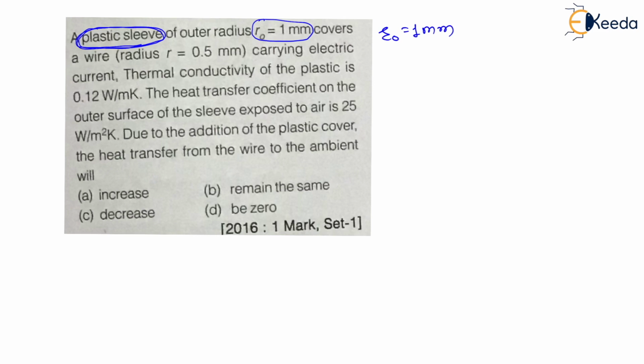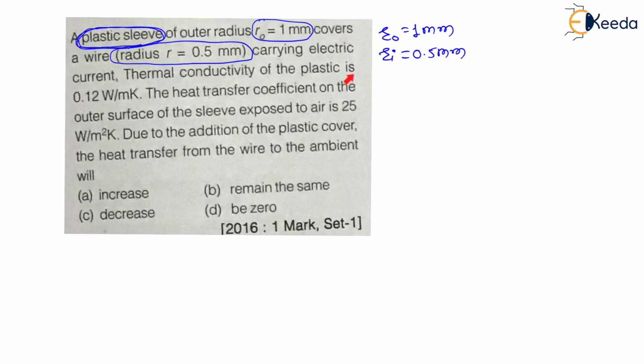Then covers a wire of radius 0.5 mm. Now here this plastic sleeve is used to cover the wire of radius 0.5 mm, means the inside radius of this plastic sleeve must be equal to 0.5 mm. Therefore here inside radius of plastic sleeve is 0.5 mm. Now again, covers a wire carrying electric current.